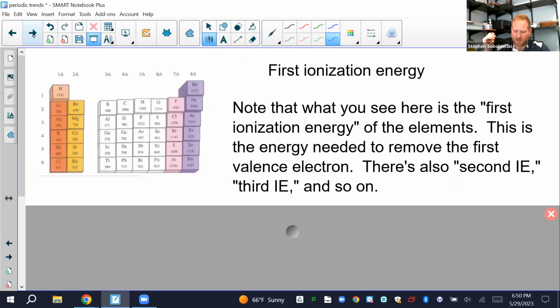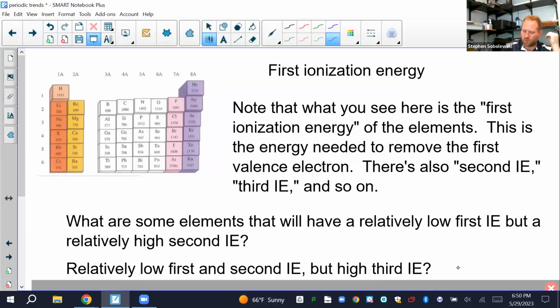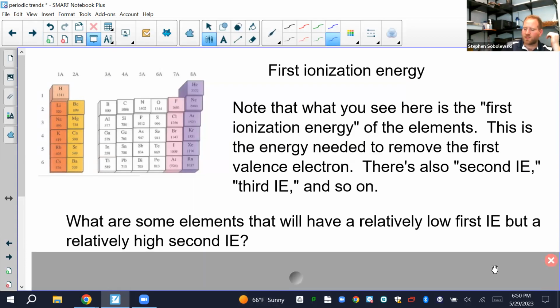Now, everything we just saw is really called the first ionization energy. This is the energy needed to remove just the first valence electron. There's also second ionization energy, third ionization energy, and so on. And we can see some interesting patterns. What are some elements that will have a relatively low first ionization energy, but a relatively high second? Think about it this way. Which element would love to lose exactly one electron, but does not want to lose two? Well, that's going to be your alkali metals, something like potassium or rubidium.